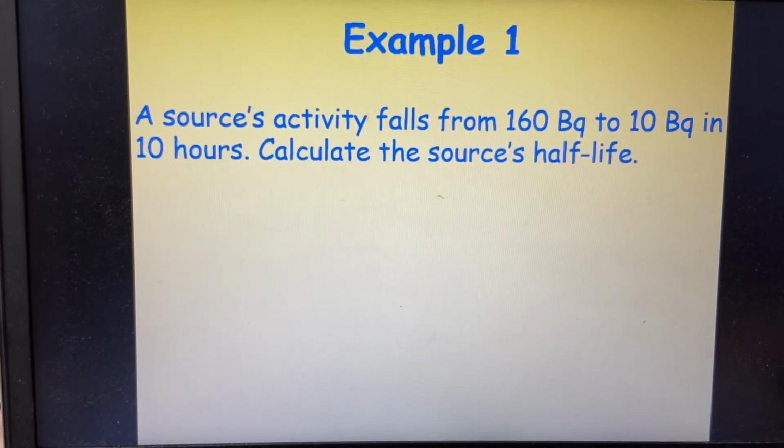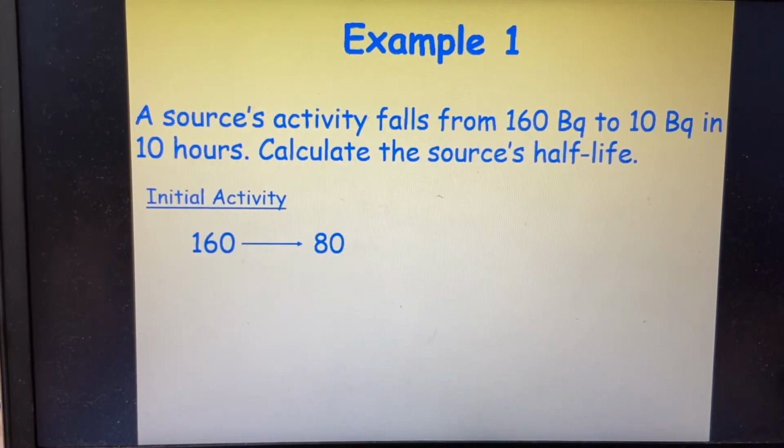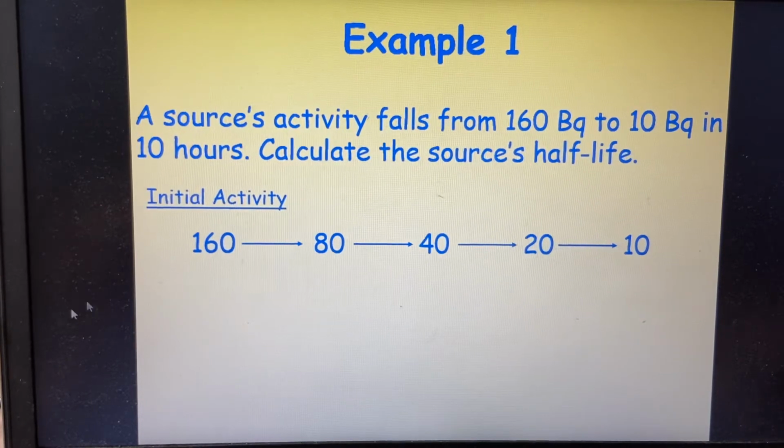So if we look at example 1, now this is one of the ones that says calculate the source's half-life. So how we have to always start these is, we're starting at 160, we've got to get to 10. Now the way I like to do it is, as you can see, 160, then an arrow 80, arrow 40, arrow 20, arrow 10. Now one of the big things that people make mistakes here is that they basically look and say, okay, 1, 2, 3, 4, 5 numbers, and think that's 5 half-lives. It's not. I prefer that people number the arrows, because it's the number of arrows, because that's the number of times it's actually halved. So when we get that, we get that it is actually been 4 half-lives, okay?